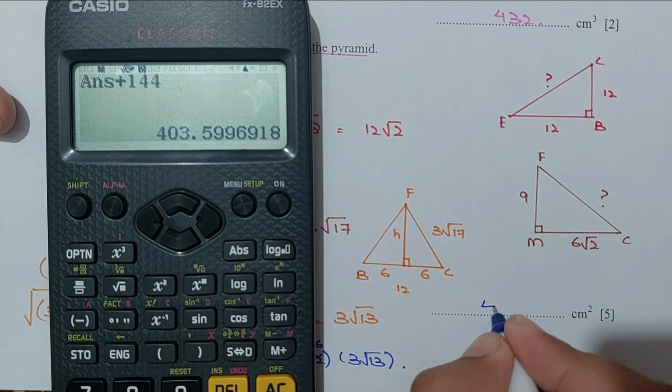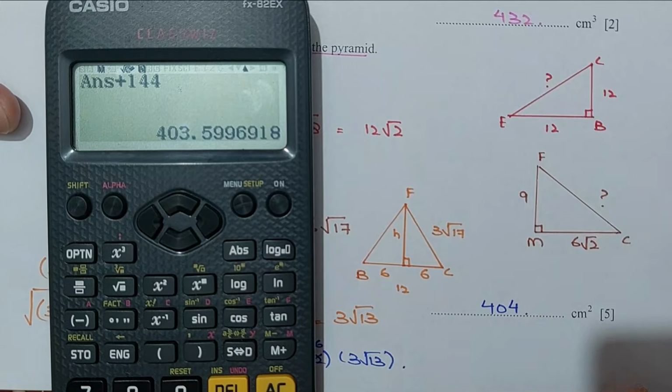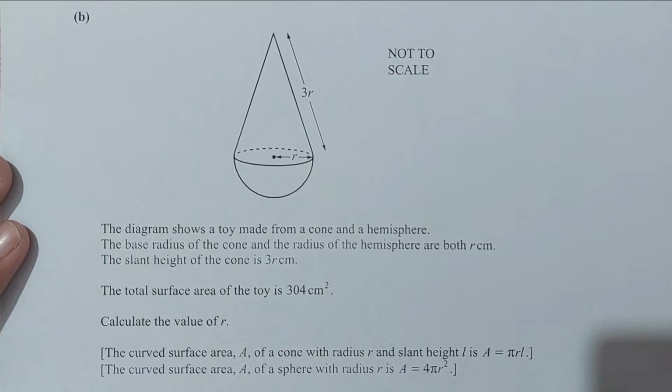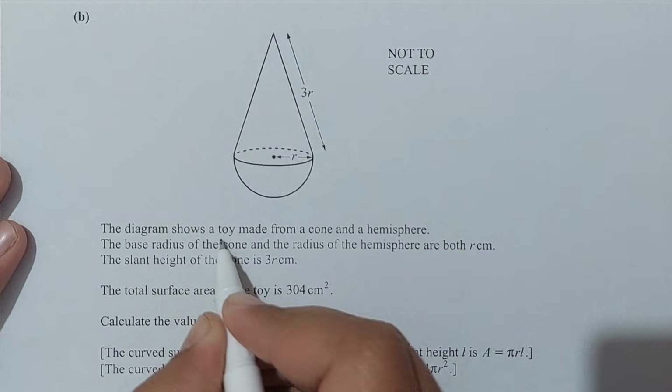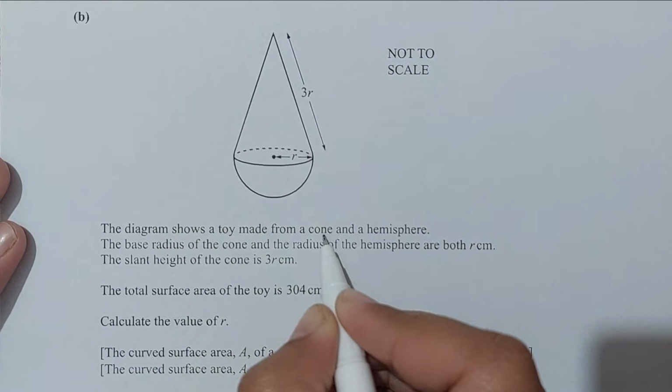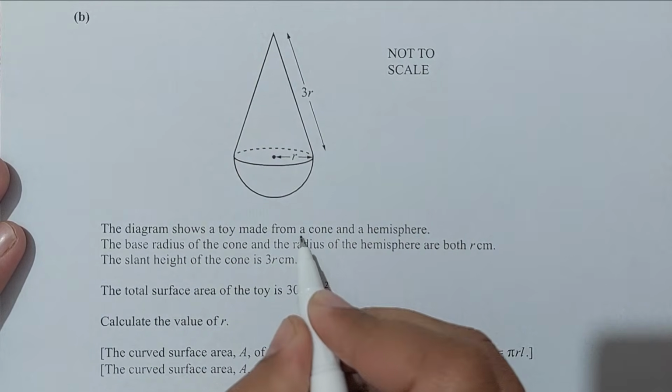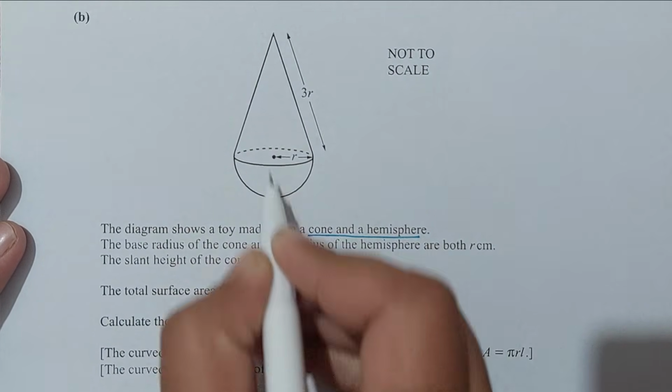403.59, or we can say 404 if I round it to 404 centimeter square. Now for part B, the diagram shows a toy made from a cone. This is a cone and a hemisphere.